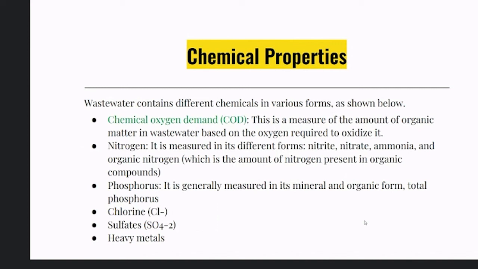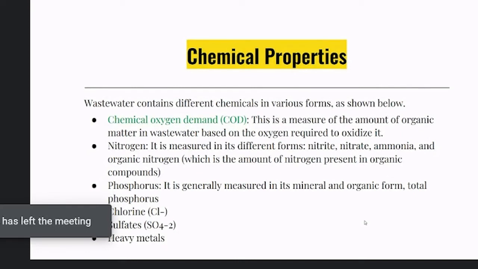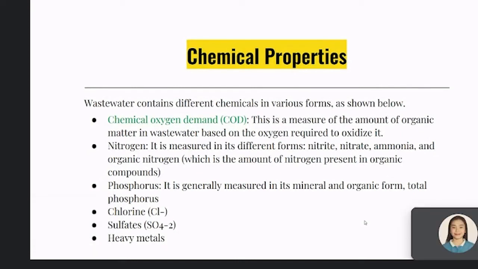Next po is yung chemical properties ng wastewater natin. Wastewater contains chemicals in various forms. So, as shown below po. First is the chemical oxygen demand or COD. This is the measure of the amount of organic matter in wastewater based on oxygen required to oxidize it. Next is nitrogen. It is measured in its different forms: nitrate, nitrite, ammonia, and organic nitrogen. Next is phosphorus. It is generally measured in its mineral and organic form, total phosphorus. Next is chlorine, sulfates, and heavy metal. So ito lang po yung mga example ng ibang chemical na nakikita natin sa wastewater.